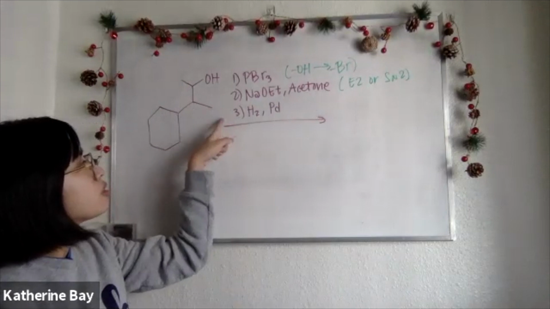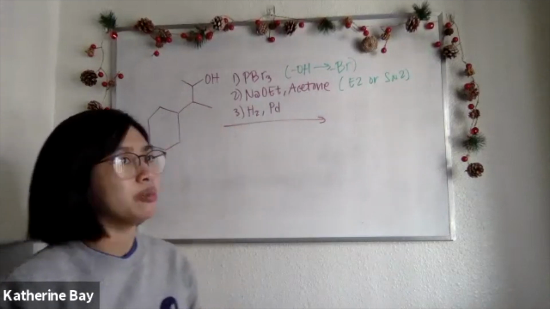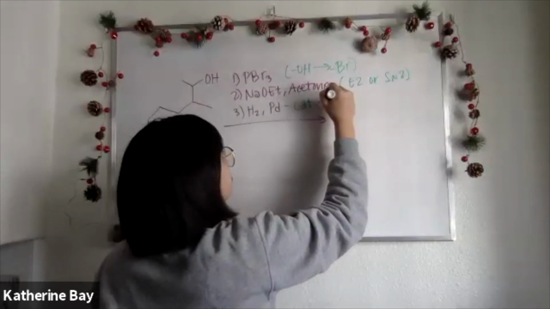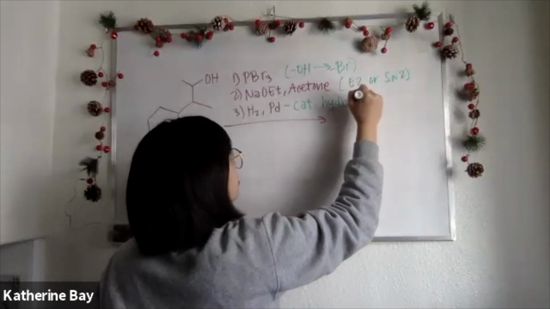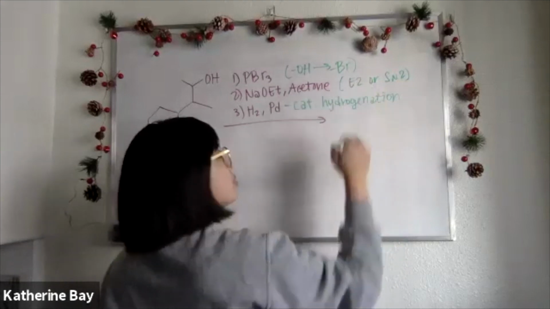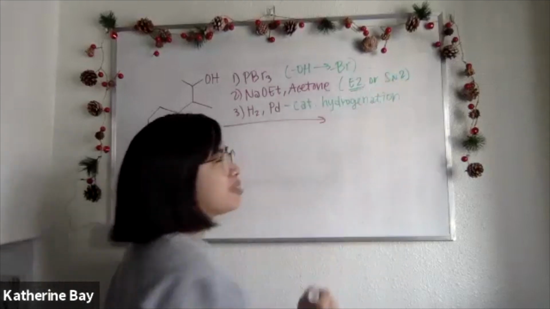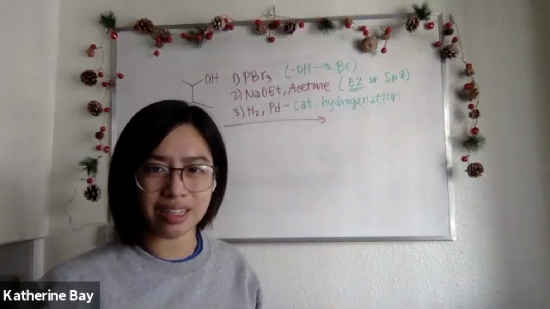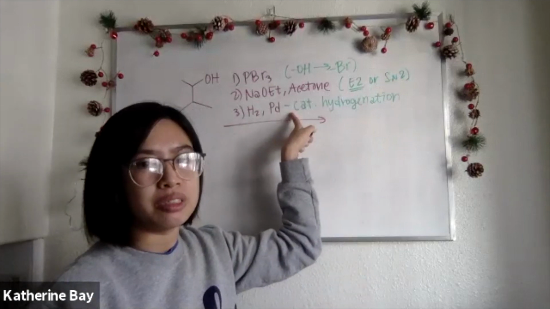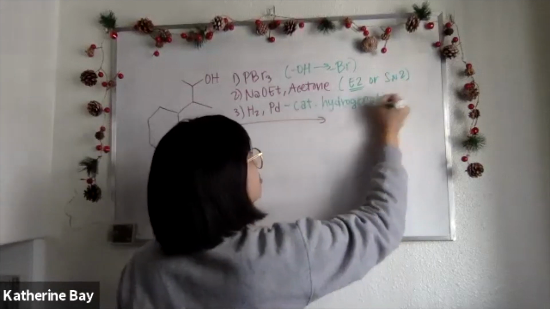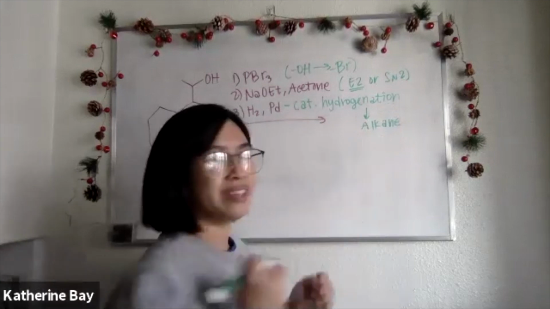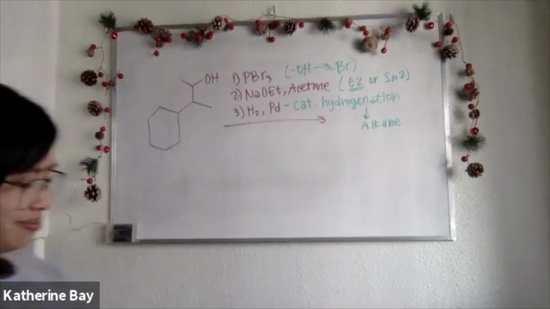But because the third step is H2 and palladium, so it's catalytic hydrogenation, this tells me that in order for this reaction to occur, most likely this is going to proceed through the E2 mechanism just because that does form that alkene. And then in the third step, the alkene will be reduced to produce an alkane. So let's get started on this mechanism.